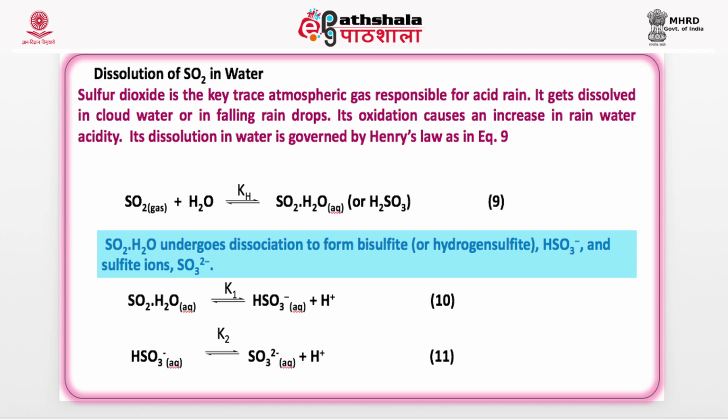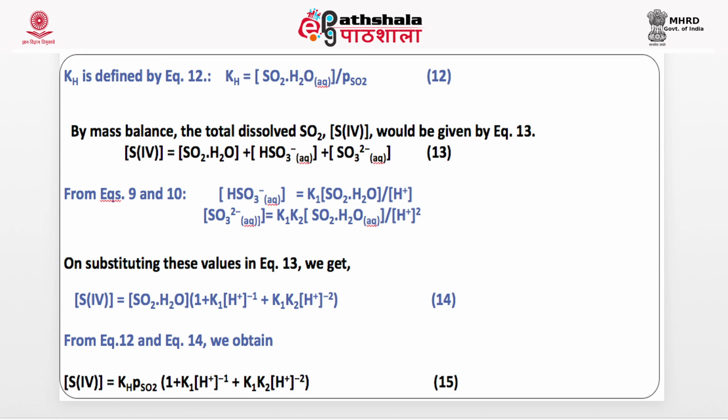Another thing, hydrogen ions are there, so the solubility will be pH dependent. KH is defined by this equation, by mass, but for the total SO2. In SO2, the oxidation state of sulfur is +4. That's why it is also written as sulfur(IV).